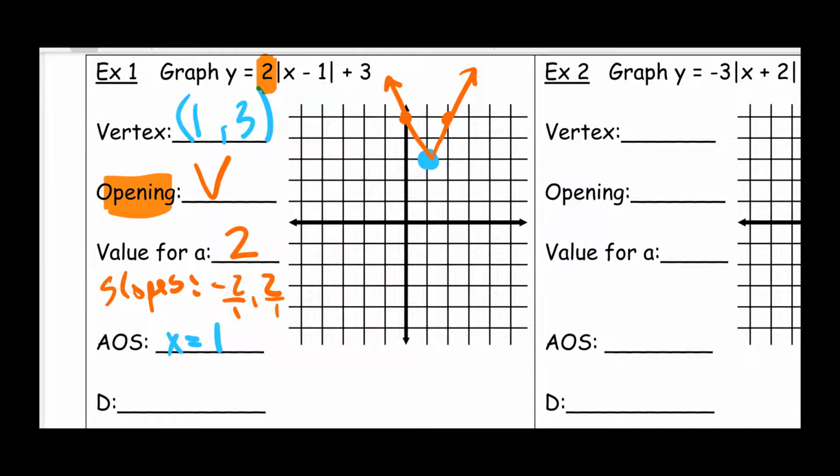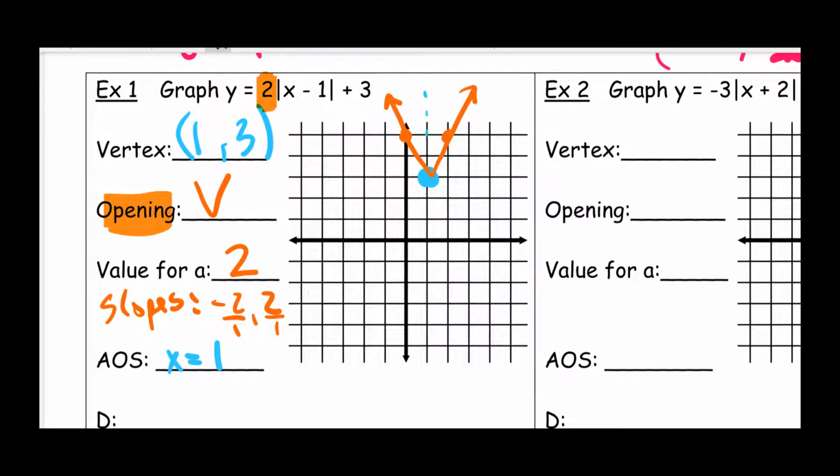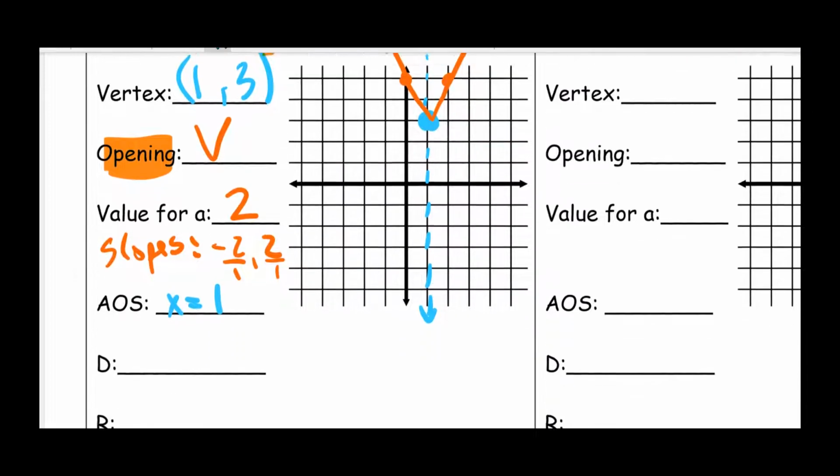Notice, if we were to draw that, we go over to 1 and put a little dashed line that goes down here. That splits the graph in half. Any point on the left side and the right side is going to be the same distance from that vertical line, from the AOS. So when you write that, be sure to write x equals. Otherwise, no point for you. Sorry, go cry me a river. All right, that's one of those little technical writing things you have to be solid with.